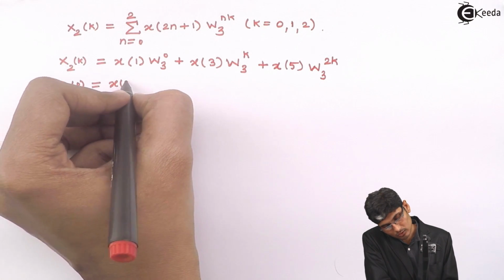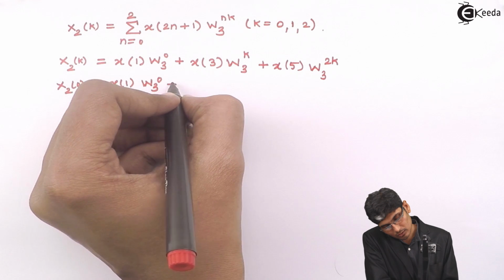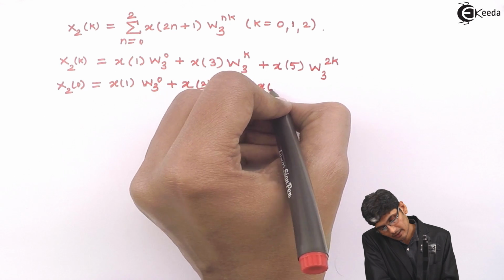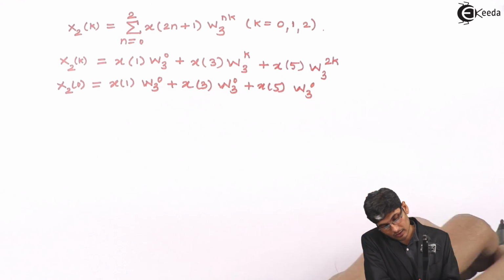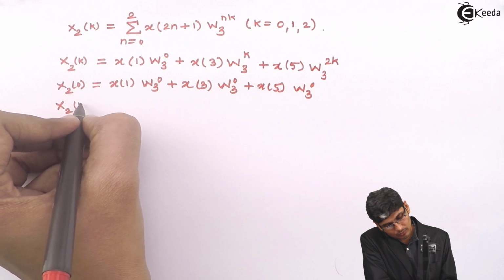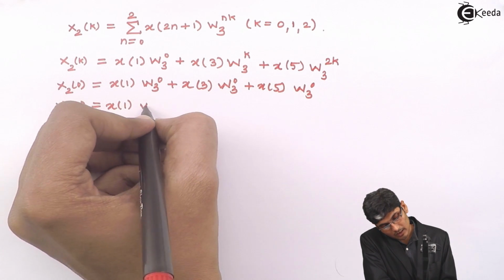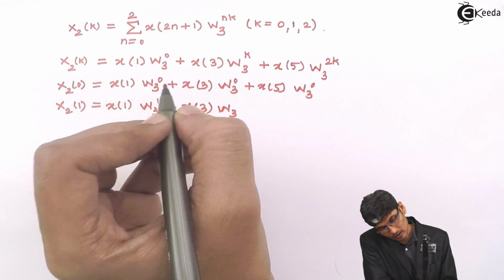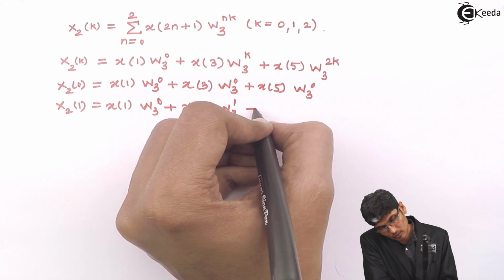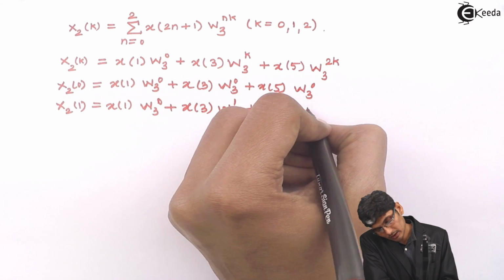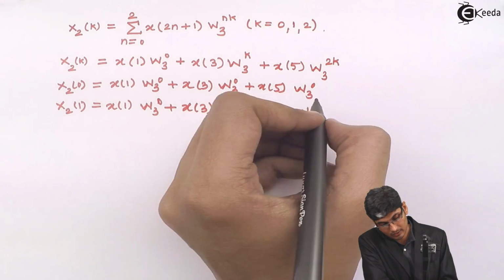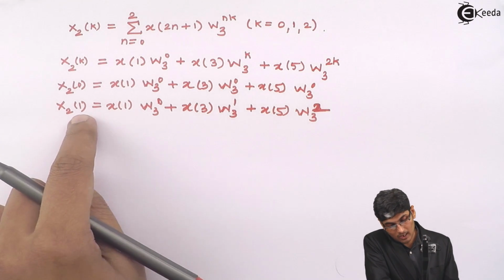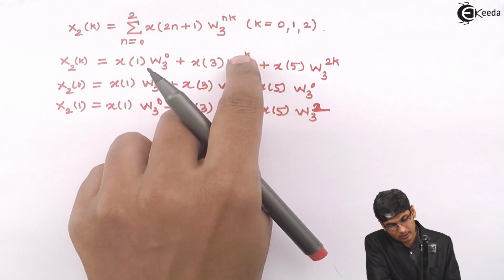First value of k is 0. You get x of 1, w3 raised to 0, plus x of 3, w3 raised to 0, plus x of 5, w3 raised to 0. You will get x2 of 1, which is equal to x of 1, w3 raised to 1, plus x of 3, w3 raised to 1, plus x of 5, w3 raised to 2, because we are putting k as 1, so it becomes 2 here and 1 there.